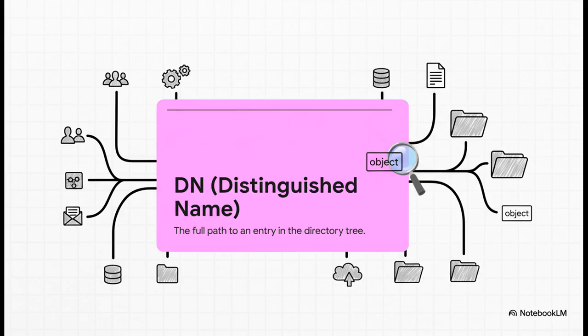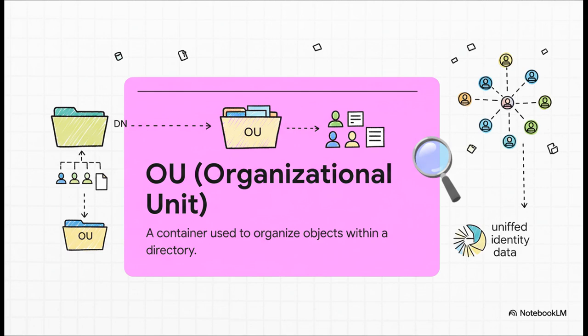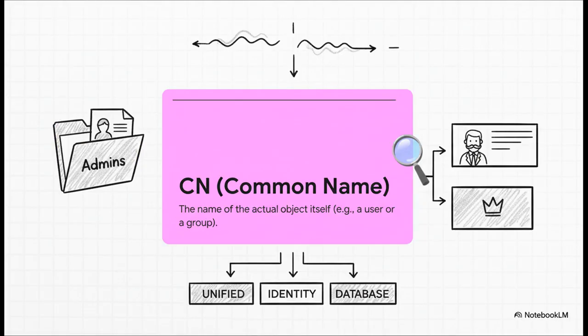The absolute easiest way to think about it? It's just like a complete file path on your computer, from C drive all the way down to the specific file. Next, you've got the OU, or Organizational Unit. And if the DN is the full file path, well, the OU is just a folder in that path. Simple as that. It's a container that you use to group and organize things, kind of like putting all your user accounts into a users folder. And that brings us to the CN, or Common Name. This is the actual name of the object itself.